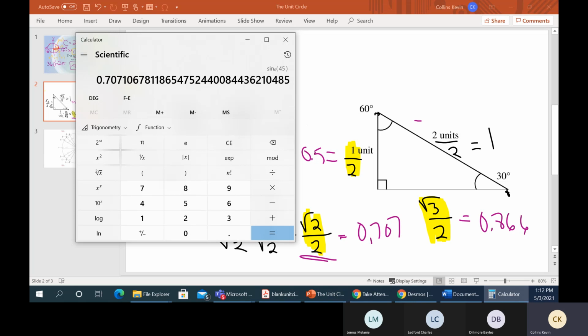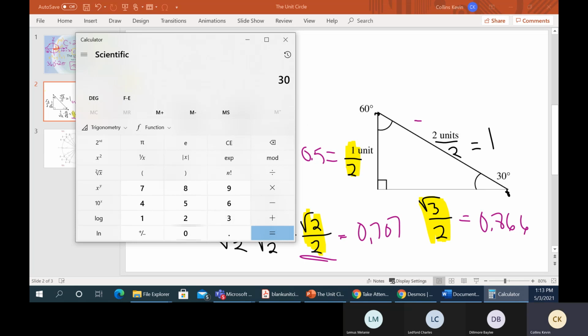This is heading for the unit circle again. Now, remember we said with the 45-45-90, the two sides are the same. So the sine is the same as the cosine. So let's do 45 of cosine. We're expecting to get 0.707 again. And we do. So the sine of 45 and the cosine of 45 both equal 0.707, which is the square root of 2 over 2.